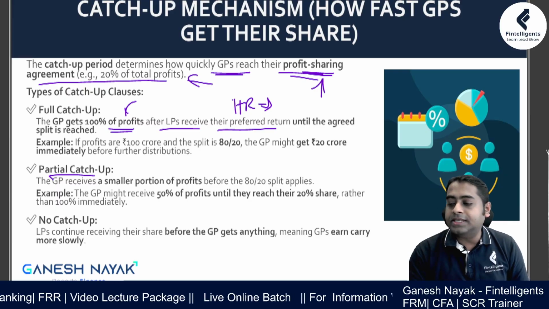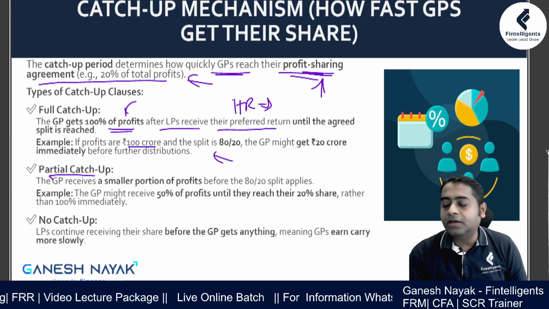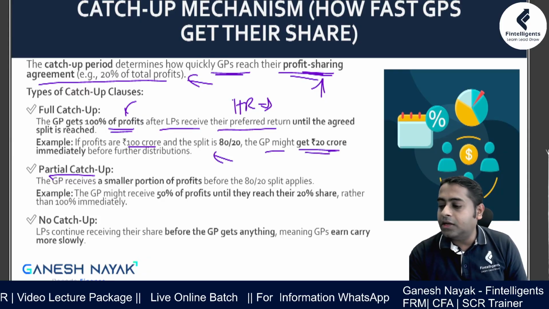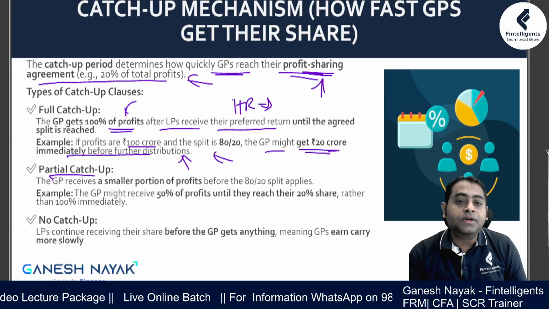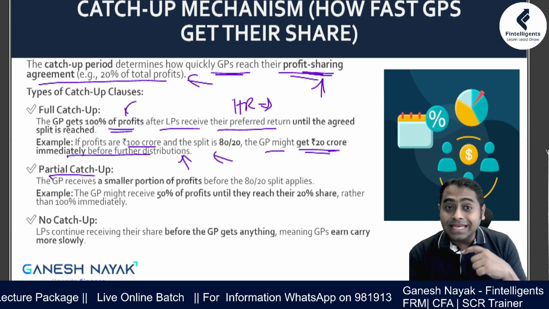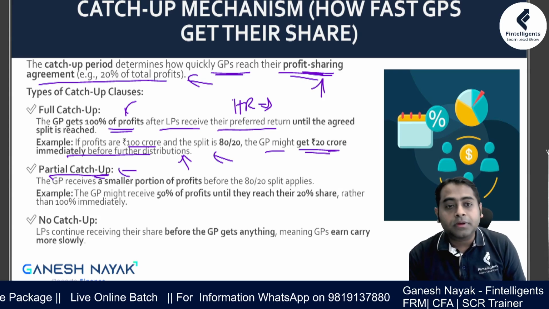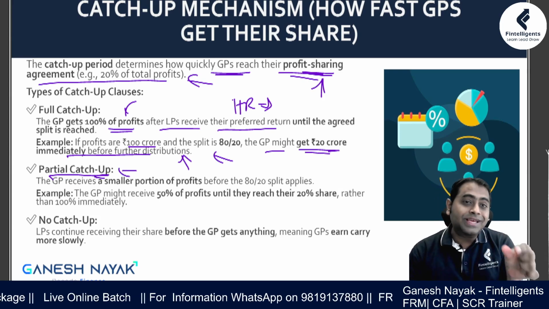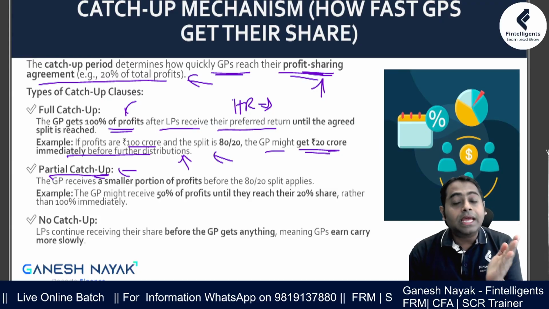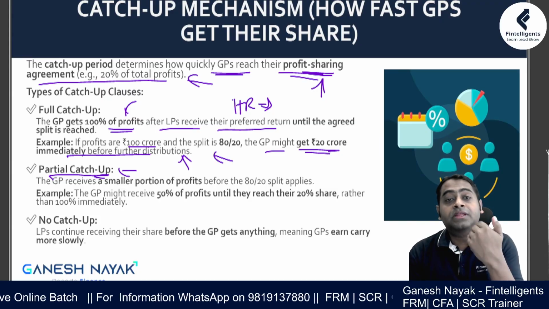Look at this example. If the profit is 100 crores, the GP gets 20 crores immediately after further distribution. In certain cases it is partial catch up, where we are saying I will pay only a small amount now and then I will pay the remaining amount with the payment to the LP.